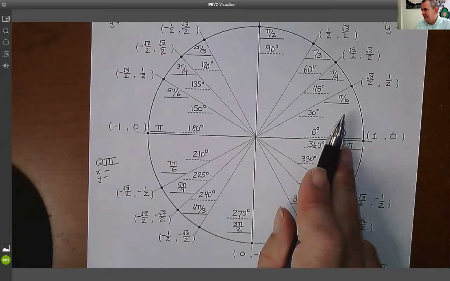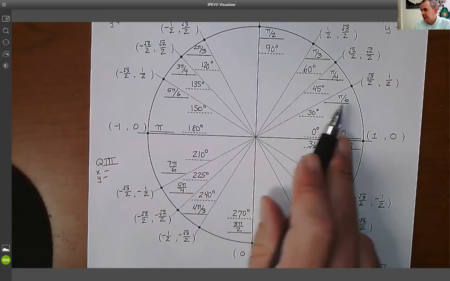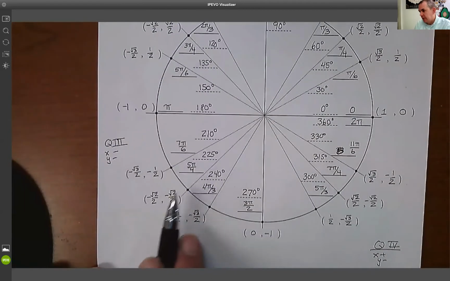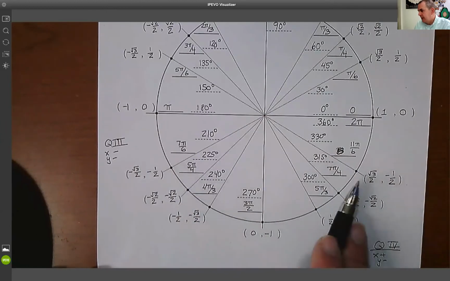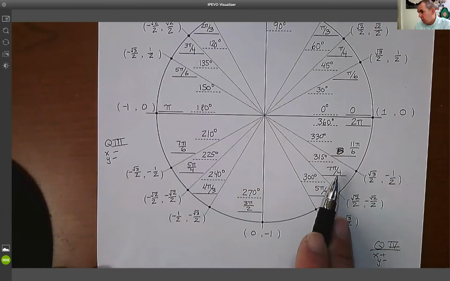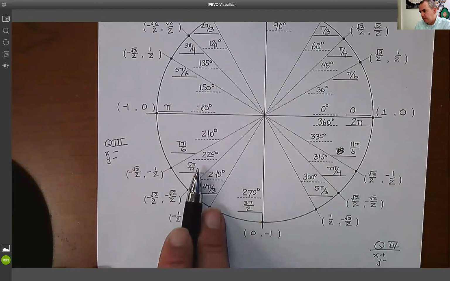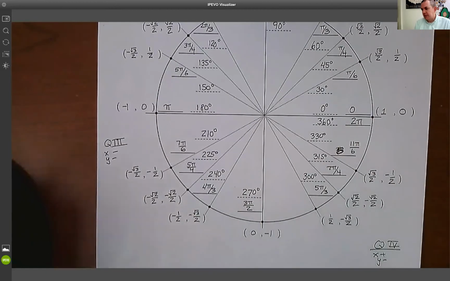If you notice, anything that's over 6 has a root 3 over 2 first and a 1/2 second. So anything that's over 6 always has root 3 over 2 as the x and 1/2 as the y. Anything that's over 4 has the root 2 over 2, root 2 over 2. So if we look at all the over 4s, and then anything that's over 3, it's a 1/2 and a root 3 over 2. So there are some patterns to it that you can see.